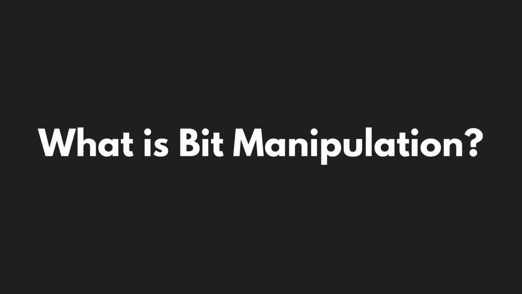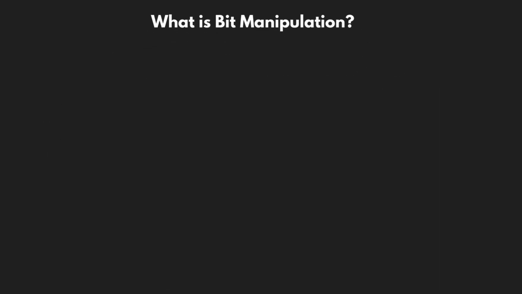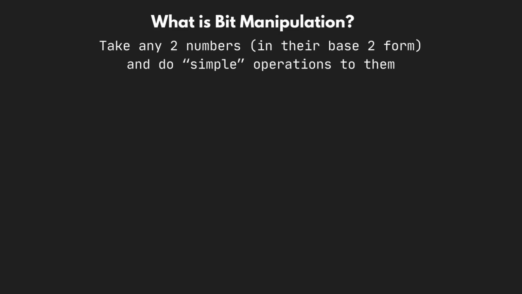Okay, so now that we talked about bases, let's move over to bit manipulation. The first thing to keep in mind is that when we're talking about bit manipulation, we're just talking about taking two numbers in base 2 and doing some simple operation to them. Each position is called a bit. That's hence the name, bit manipulation.